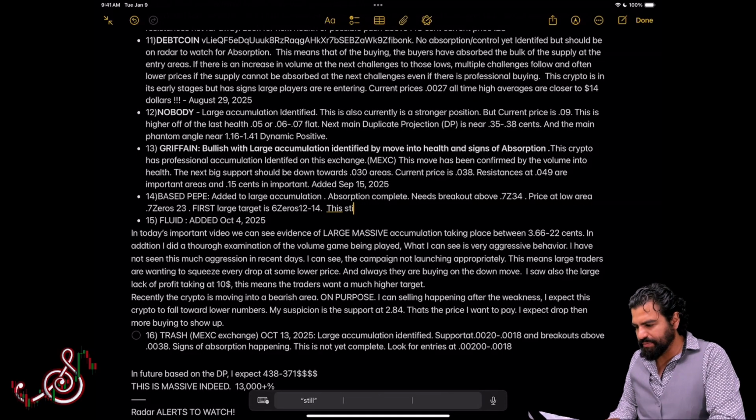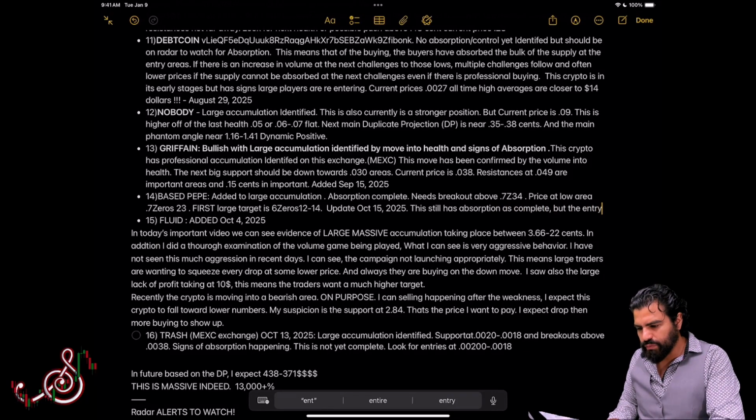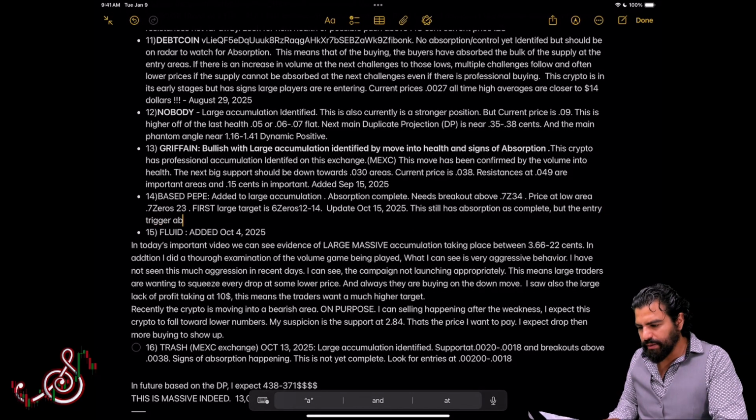This was last updated October, what is the day? 15th, 2025. This still has absorption as complete, but the entry trigger above 0.734, 7 zeros, dynamic, was not triggered. This number comes down the track.